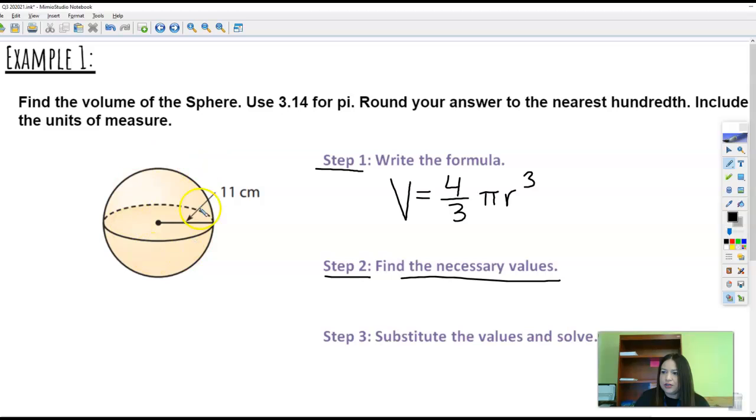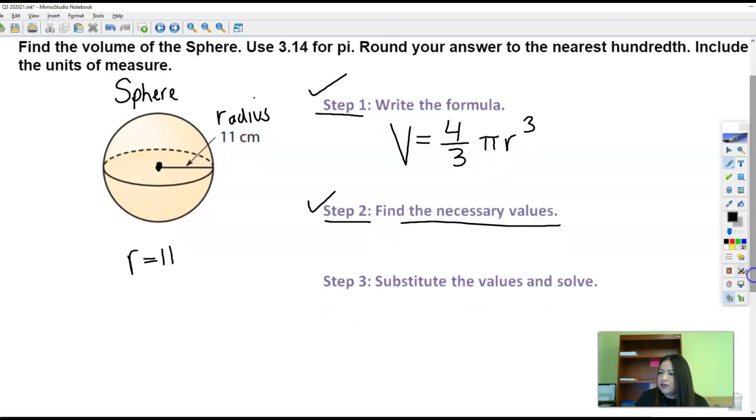Now look at your picture. This is a sphere, so I wrote down the correct formula. And from the center to touching the edge of the sphere, that's going to tell us the radius. Therefore, I do know the radius. R equals 11. So I found my formula and I found what I needed to know. All that I need to do next is substitute the values and solve.